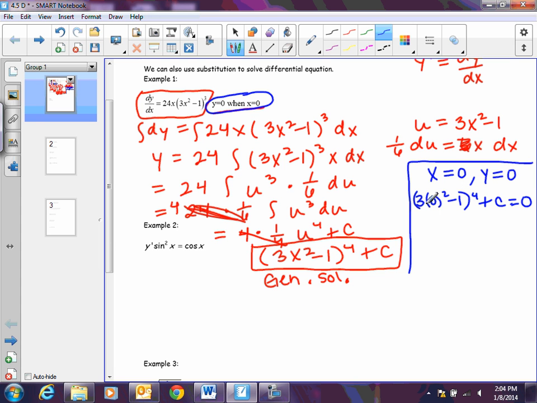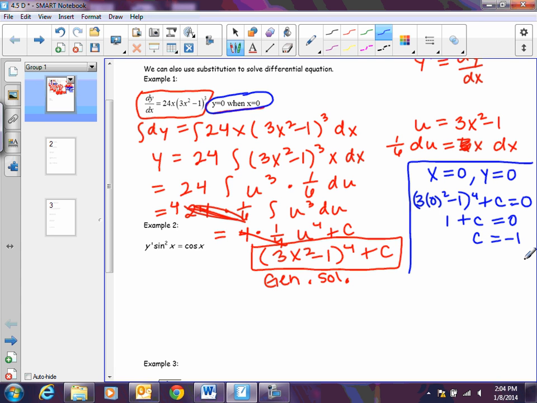So numerically, what does all this stuff in the front turn out to be? 1 or negative 1? 1. It's going to an even power, so I know it has to be positive. It can't be negative. So 1 plus C equals 0. That means C equals negative 1.